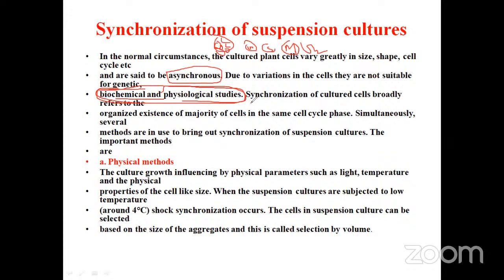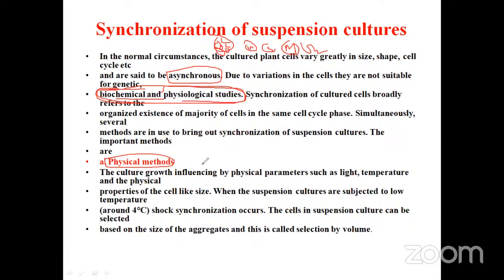So we should maintain the synchronization of the culture medium. To maintain synchronization, there are two important methods involved. One is the physical method, another is the chemical method. First, let's discuss the physical method.